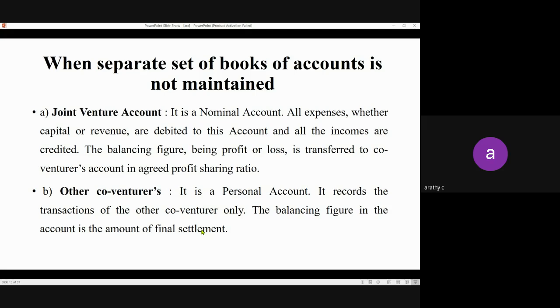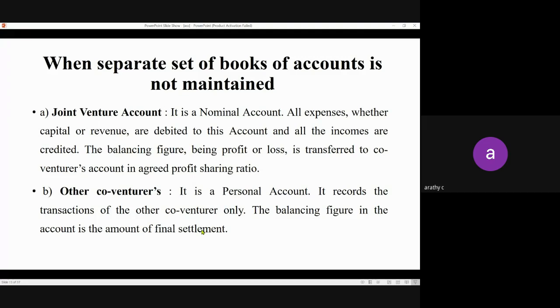And then the second account is the other co-ventures account. It is also a personal account. It records the transactions of the other co-ventures only. Their transactions are recorded in this account. The balancing figure in the account is the amount of final settlement.